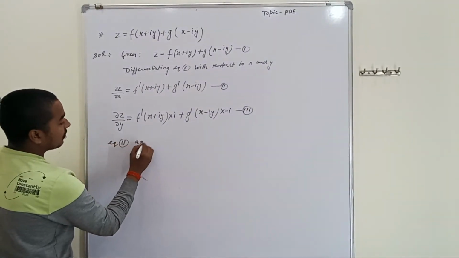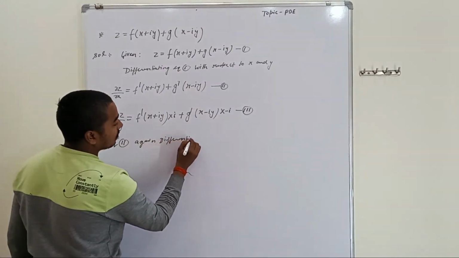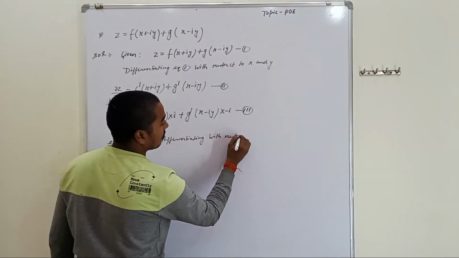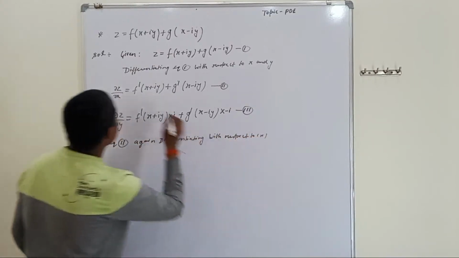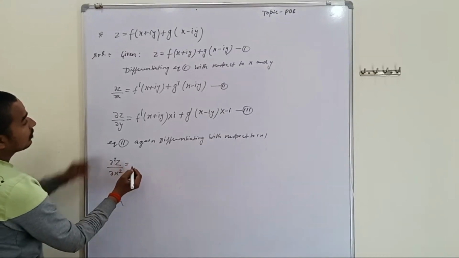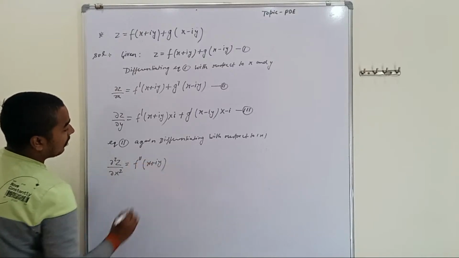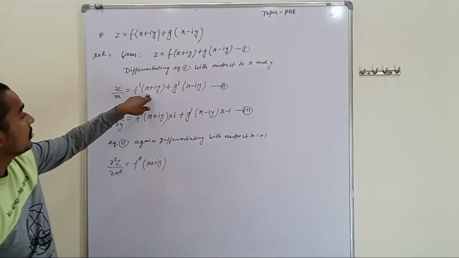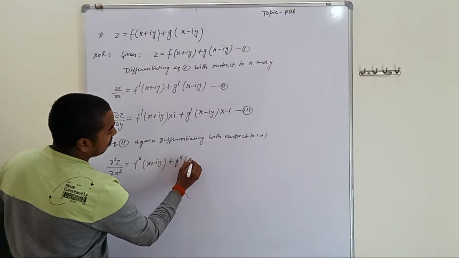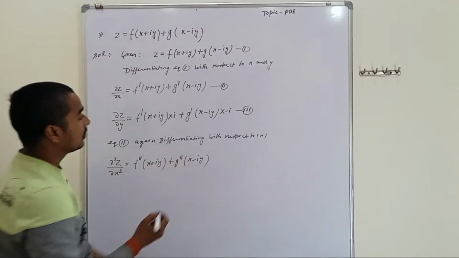Equation second, again differentiating with respect to x, that is del 2 z upon del x square is equal to f double dash of x plus iy, and differentiating x plus iy with respect to x gives 1, plus g double dash of x minus iy, and again differentiating x minus iy with respect to x gives 1. This is equation fourth.